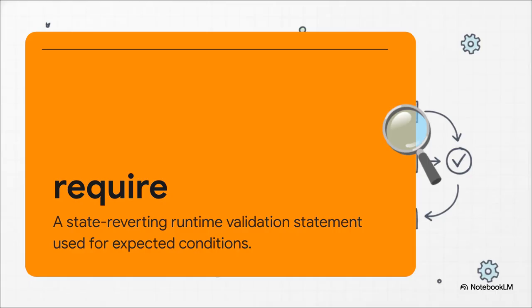Let's look at the actual definition of require. It's a state-reverting runtime validation statement used for expected conditions and user inputs. Honestly, just think of it as the ultimate bouncer at the door of your exclusive club. Before anyone even thinks about interacting with your contract's internal state, this bouncer is there, checking IDs, verifying permissions, and counting the funds. It makes absolutely sure everything is perfectly in order. And if it isn't, boom, you don't get past the velvet rope.